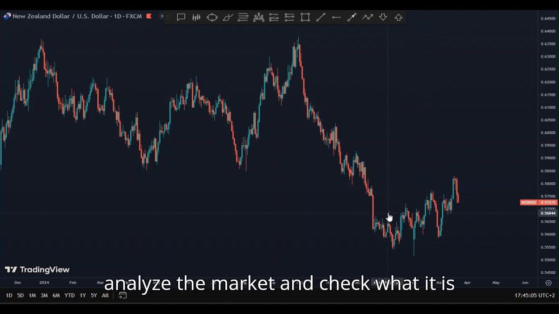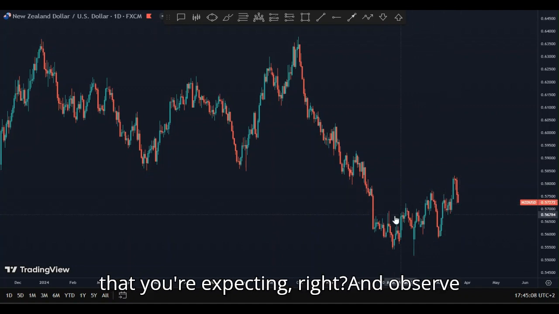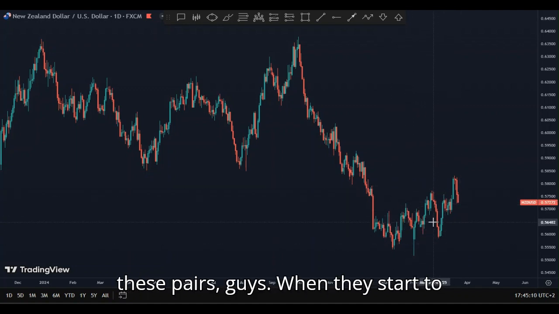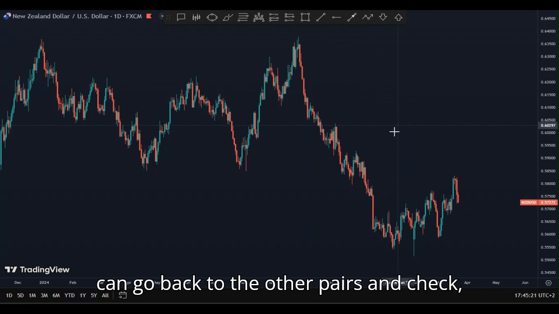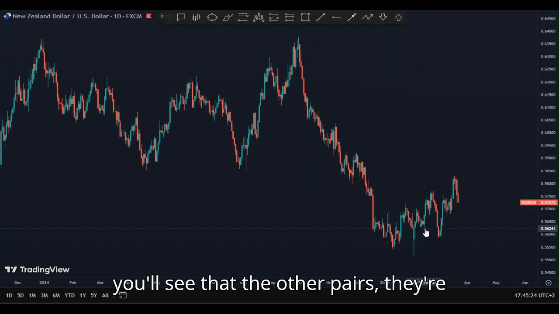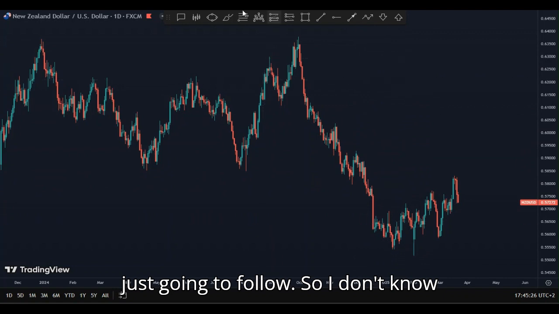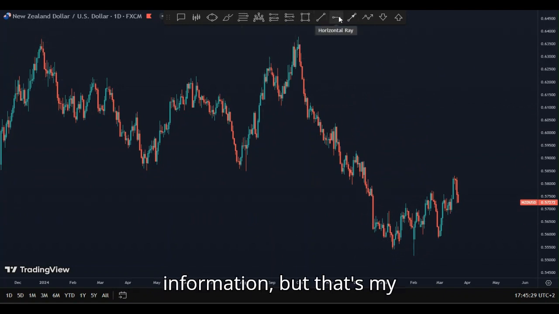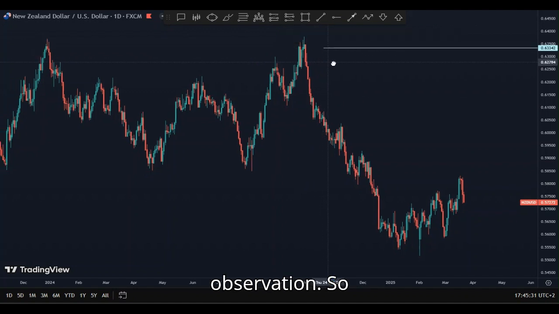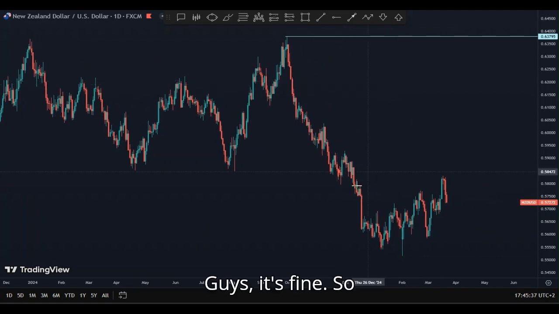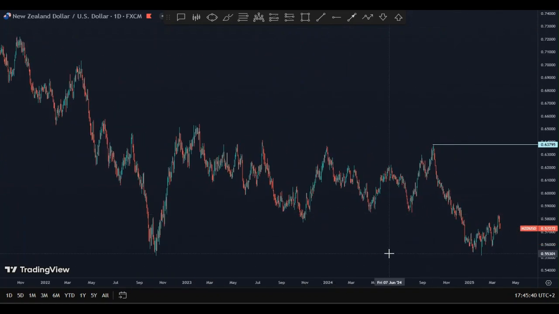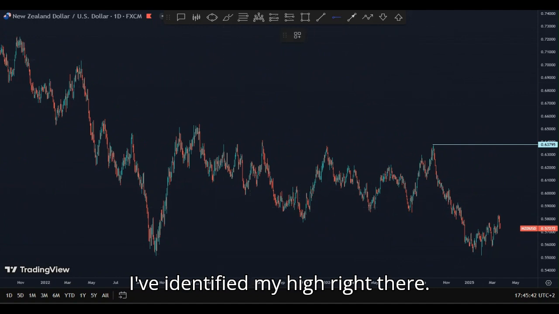You can analyze the market, check what it is that you're expecting, and observe these pairs. When they start to move, they move a significant amount of pips, of points. If you go back to the other pairs and check, you'll see that they're just gonna follow. I don't know what you're gonna do with that information, but that's my observation. You can use it or not use it. It's fine. So I've identified my high right there.